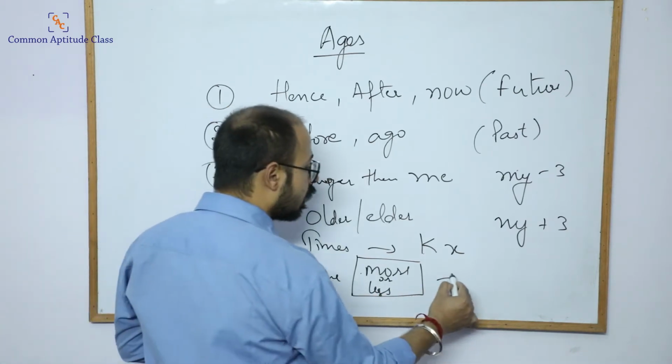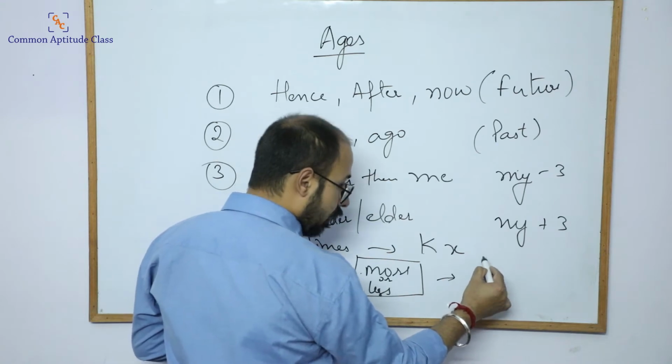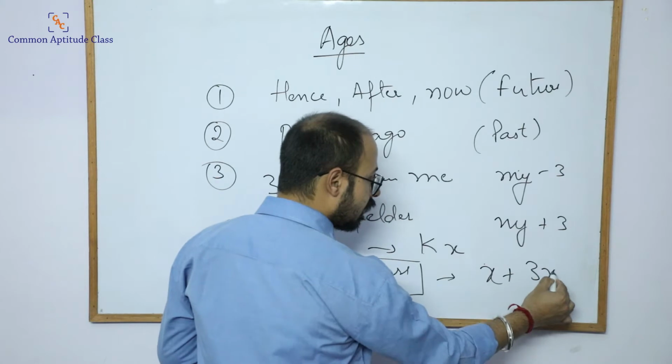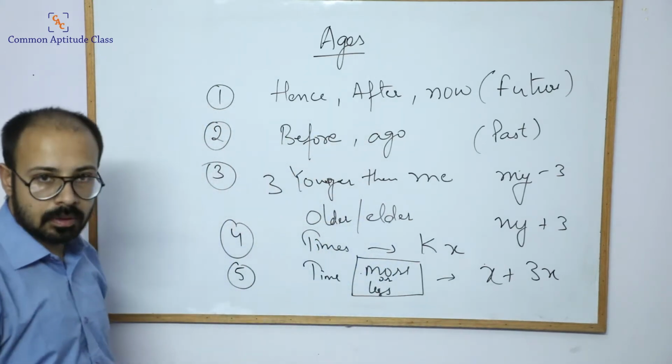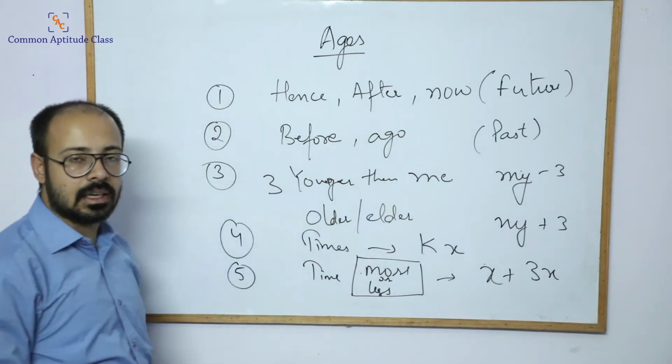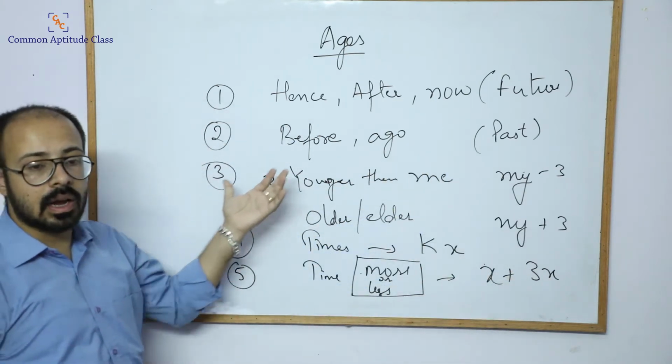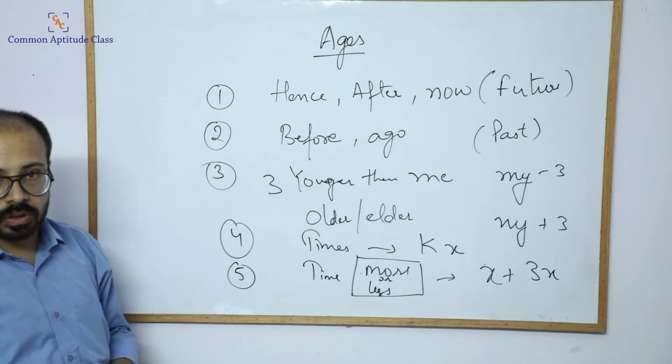If these are going, then the difference: 3 times more means me plus 3x. This is the 3 times more than me. Then it will become 4 times exactly. So these are the terms which we have to understand while starting the question.